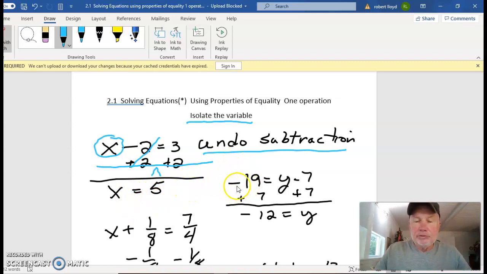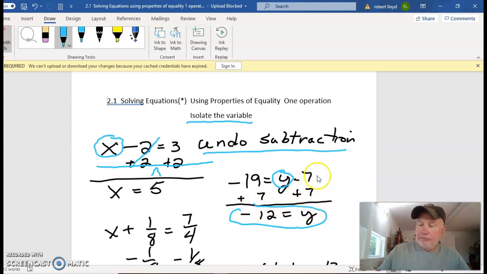Another example is when we have the variable, usually it's on the left, but this time it's on the right. So we want to isolate this guy right here. So it has a -7 with it, so we use a +7 on both sides, and we end up with -12 equals y, or y equals -12.